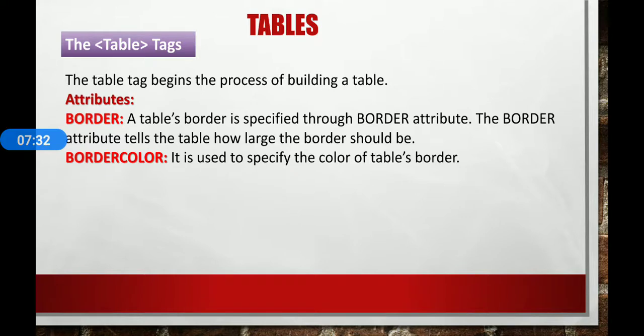Next one, the border color. As you can make out, a border color attribute is used to specify the color of the table's border. You can use any of the standard colors as given. We discussed the hexadecimal coding of the color name. The border color attribute is specified for the table tag.